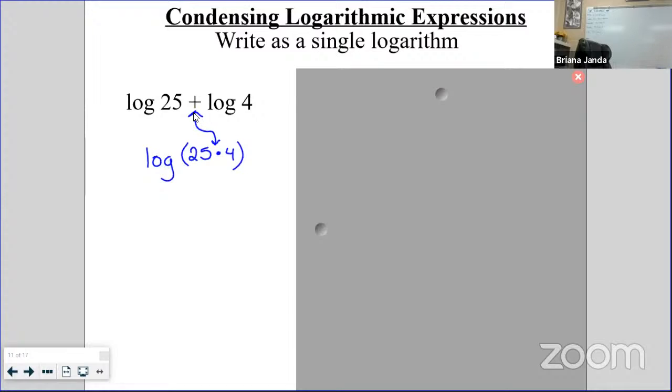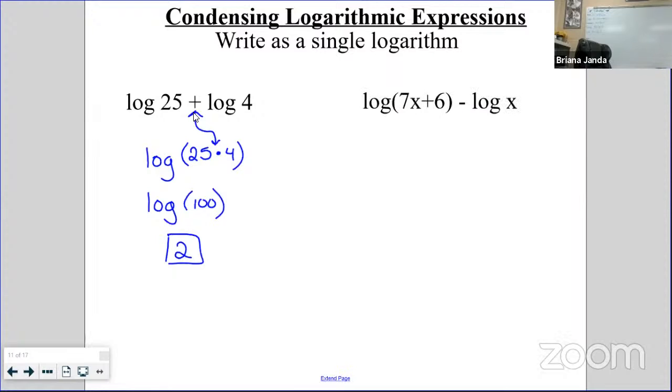As always, when it is all numbers, we do need to evaluate if we can simplify further. Well, 25 times 4 is 100. Can I simplify log of 100? Yeah, 10 raised to what gives me 100? 2. So sometimes we can simplify all the way down and not have a logarithm left at all. Okay, sometimes we can't.